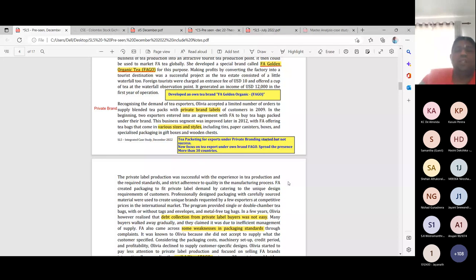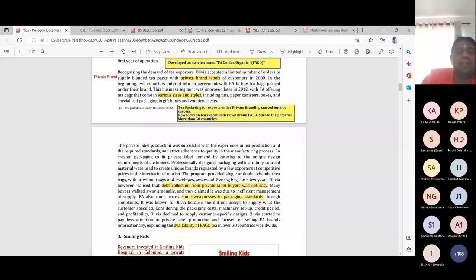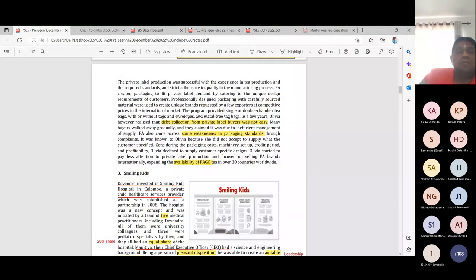This business segment was improved later in 2012, with FA offering tea bags that come in various sizes and styles, including tins, paper cups, canisters, boxes, and specialized packaging gift boxes and wooden chests. Right. So what has happened? Initially, it was a successful one, this private branding. The private label production was successful with the experience in tea production and the required standard, and strict adherence to quality in the manufacturing process. So we have maintained the quality in the manufacturing process.